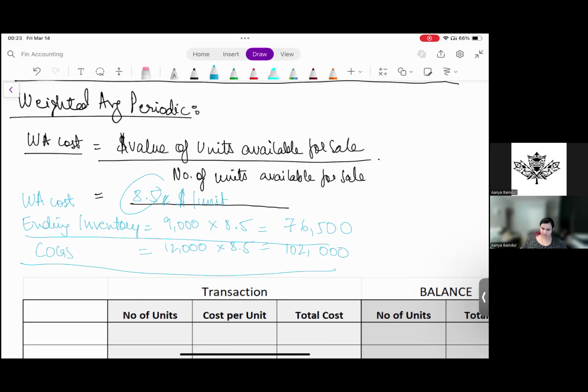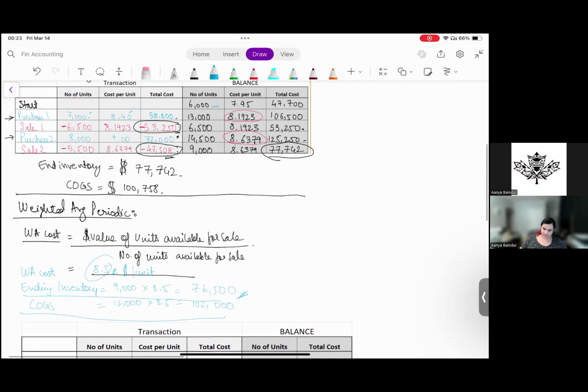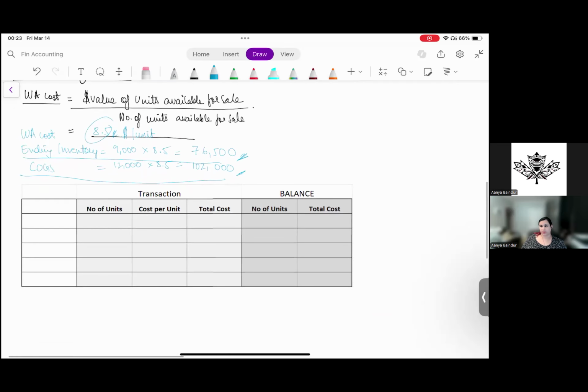So as you can see, for weighted average, you get a different value for ending inventory here and here, and your cost of goods sold have different values when compared to one another. But now, next we'll be doing first in, first out, FIFO. So we'll be doing FIFO periodic and perpetual, and we'll see that for either method, we get the exact same answers for ending inventory and cost of goods sold.